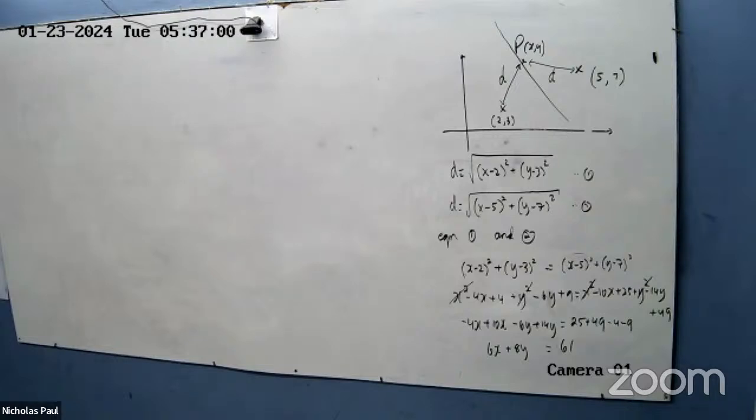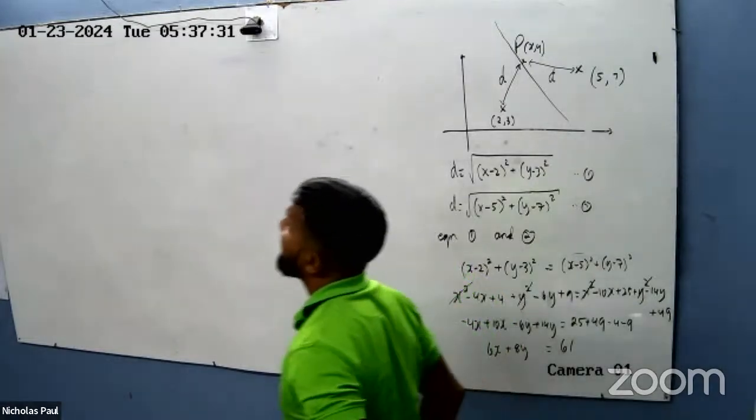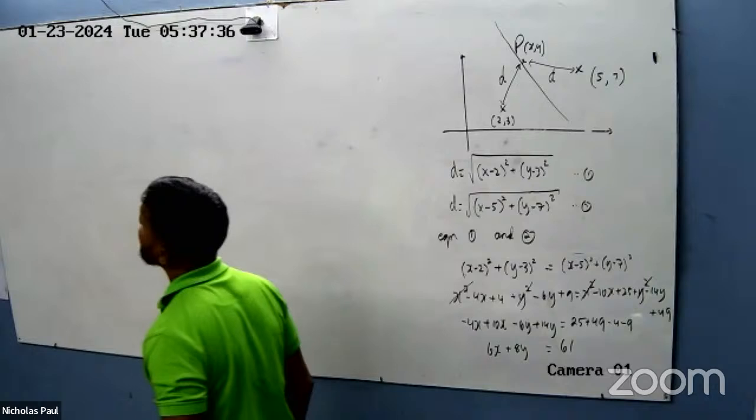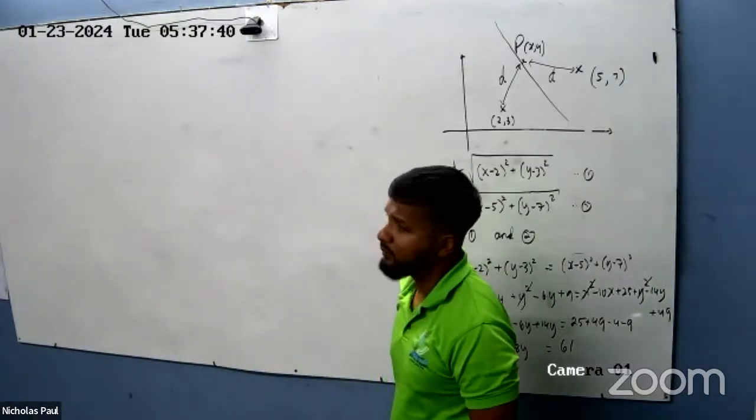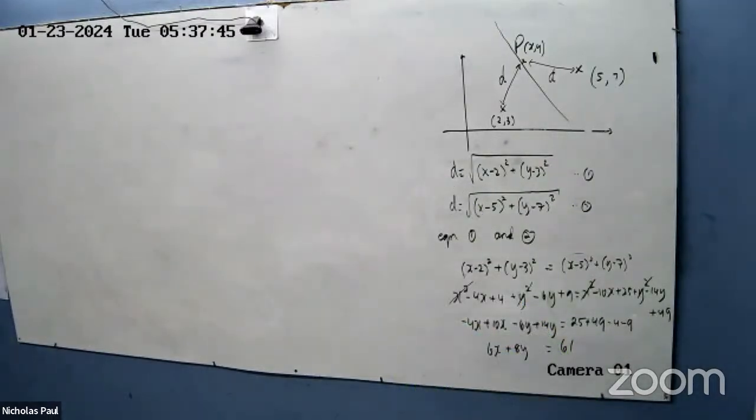Ellipse. For the ellipse, the sum of the distances from 2 fixed points is always constant. That is the ellipse.